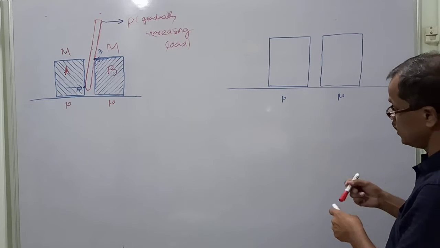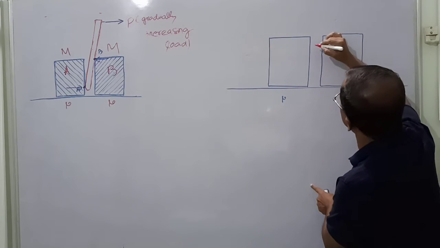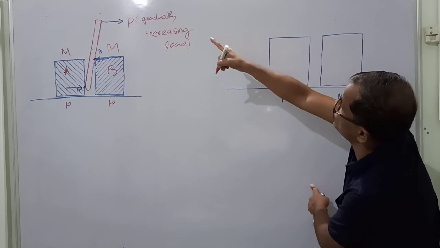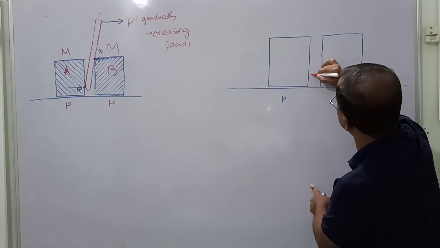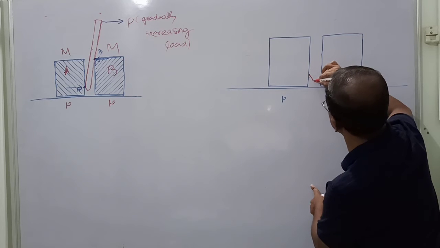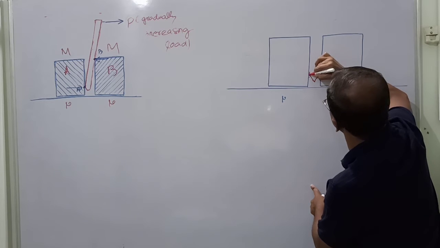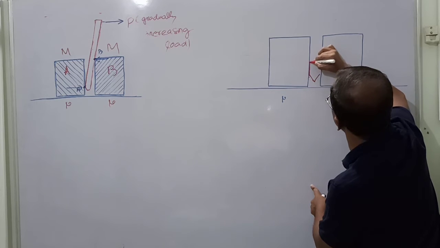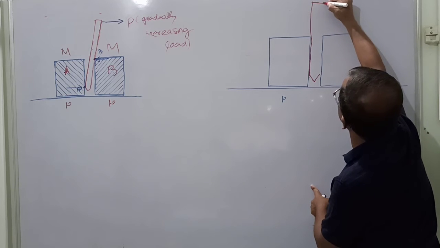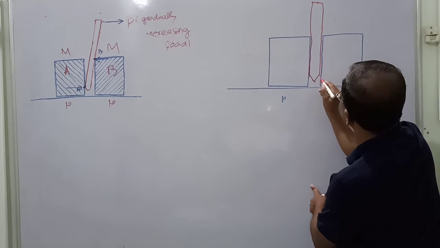Now in between, the rod is inserted. The rod is tightly fitted between the two walls, and between the rod and the wall there is no friction. That is the condition. The rod is not touching the ground. It is tightly fitted between the two walls.